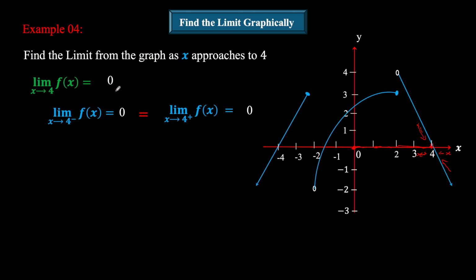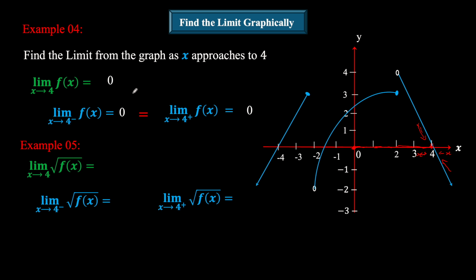Now let's see the fifth example. But you see, limit x approaches number 4, it is the same. The only difference is the square root of f of x. So let's see what will change if we take the square root of f of x in this case. So we do the same steps. Limit x approaches number 4 from the left side for the square root of f of x.